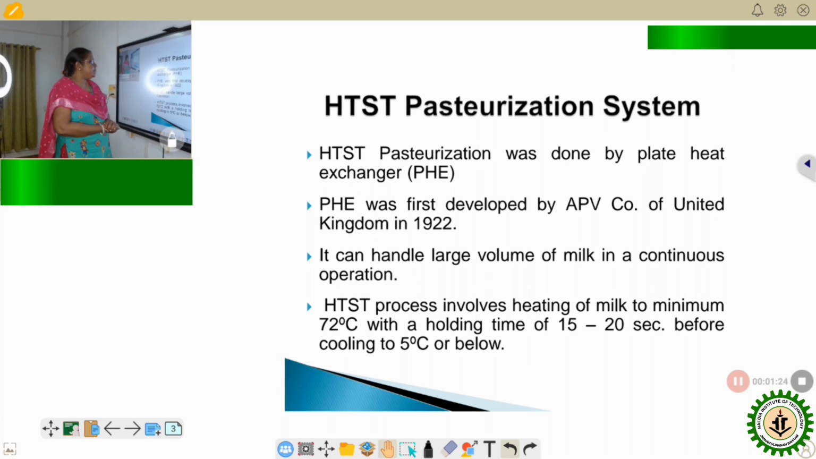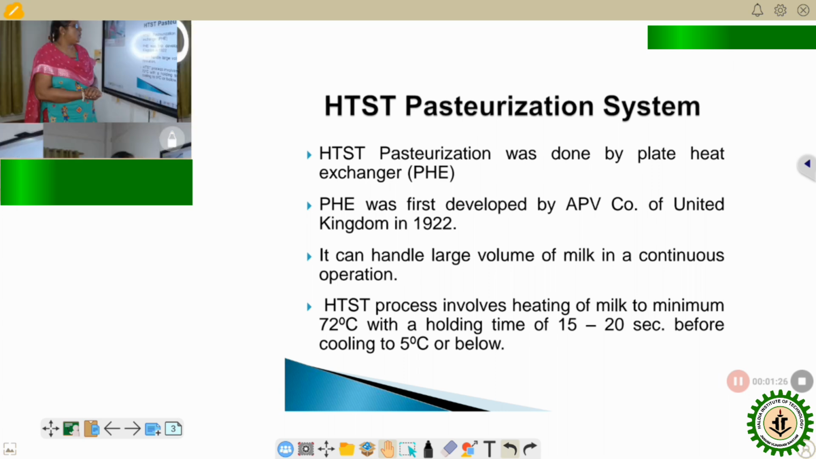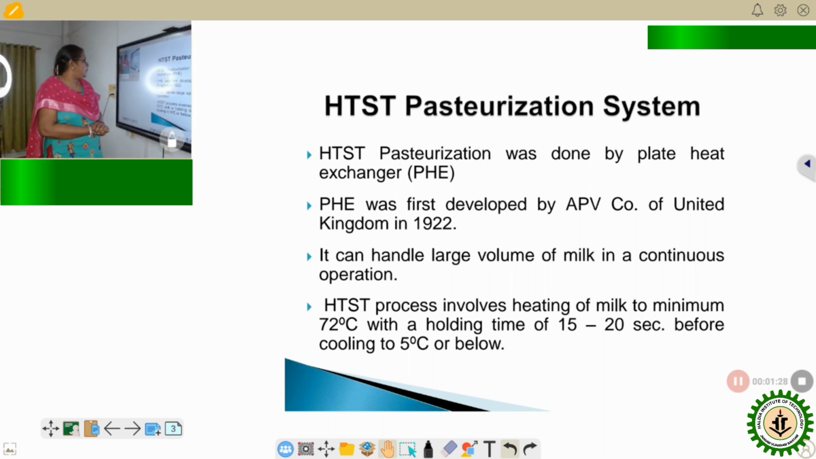The HTST pasteurization system basically involves heating of milk to a minimum of 72 degrees centigrade temperature and holding time of 15 to 20 seconds before cooling the product to 5 degrees centigrade or below.